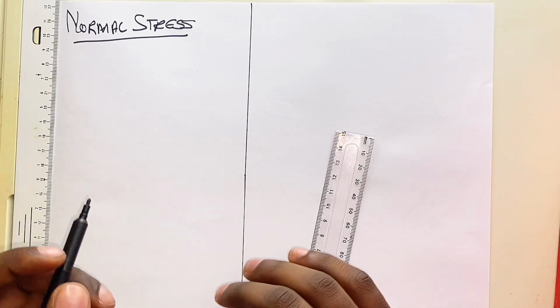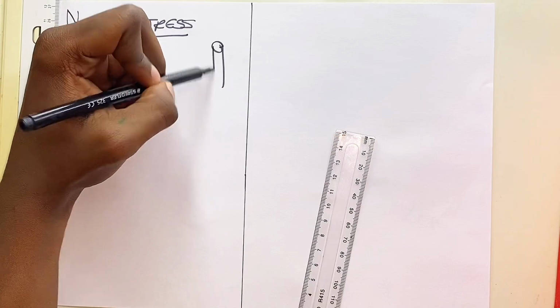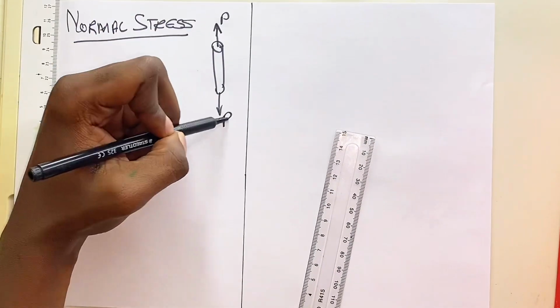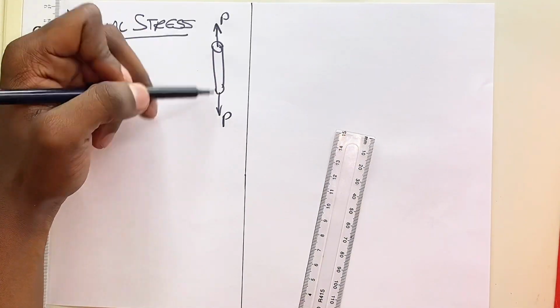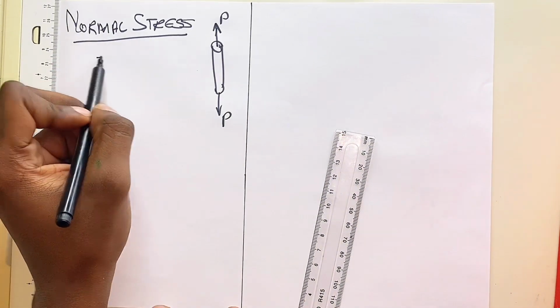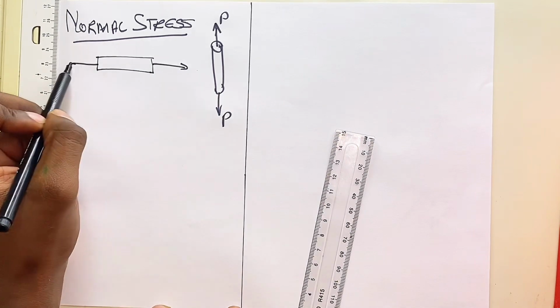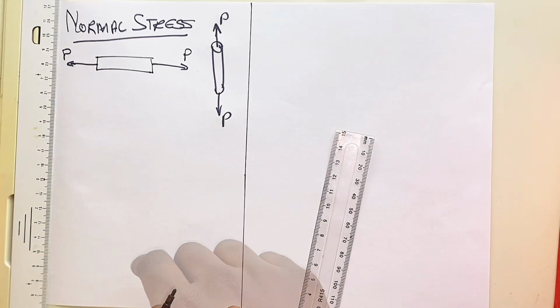Now, let's talk about normal stress. Suppose we have a rod, and this rod has a force P that is exerted on both sides. Now, these forces have to be equal so that our member is in equilibrium. Now, if I look at a side profile of my rod, I will have force P acting on both sides.